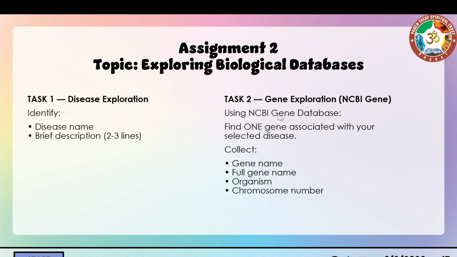In the NCBI gene database, you will find one gene that is associated with your disease. You will collect the gene name, the organism, and the chromosome number. So basically, you will be using the gene database here.